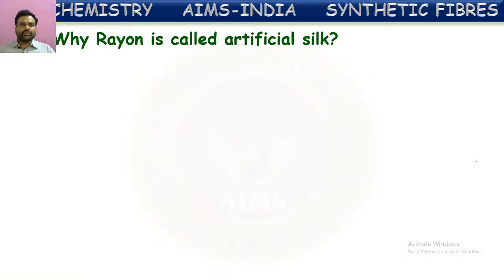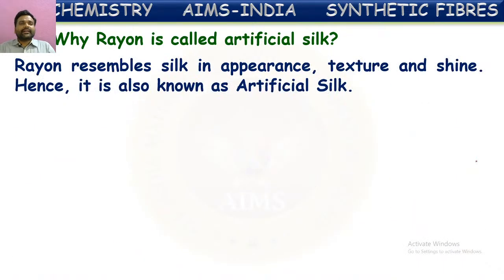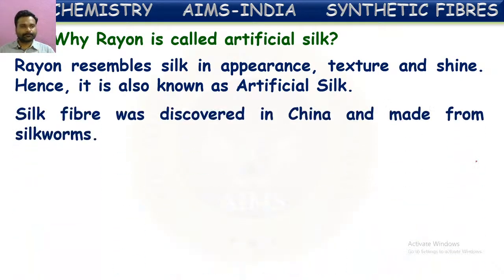So as we told, rayon is also known as artificial silk. Why is it called so? Why is rayon called artificial silk? Let us see here. Rayon resembles silk in appearance, texture and even in shine. Hence it is called artificial silk. Rayon has all the properties which are there for silk, but it is prepared in the laboratory. Hence it is called artificial silk.